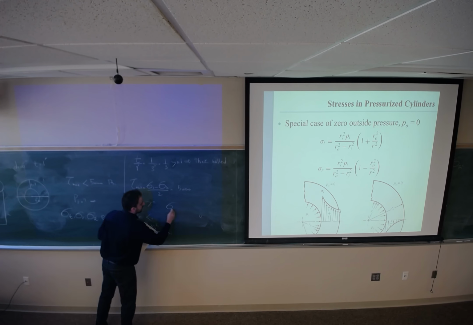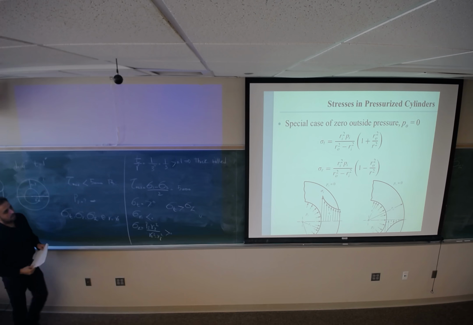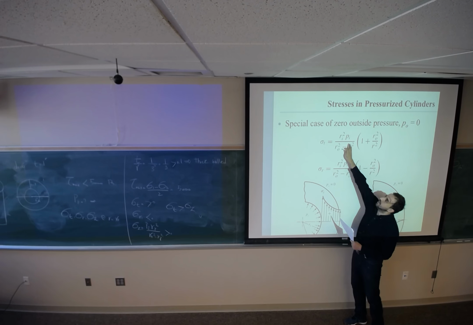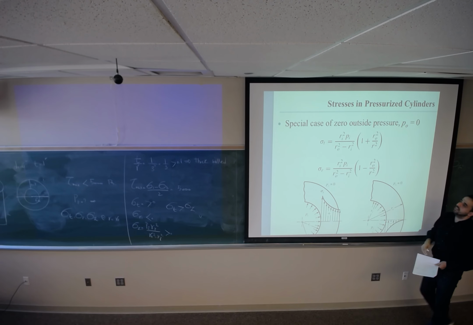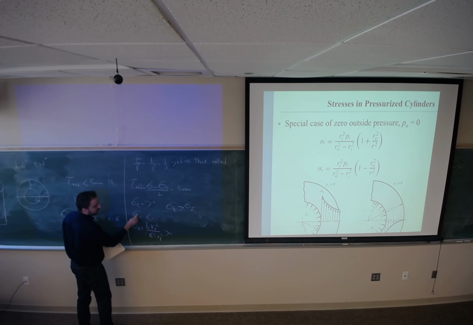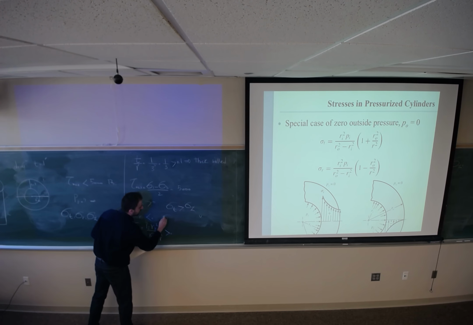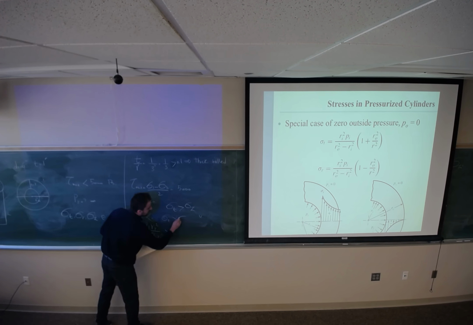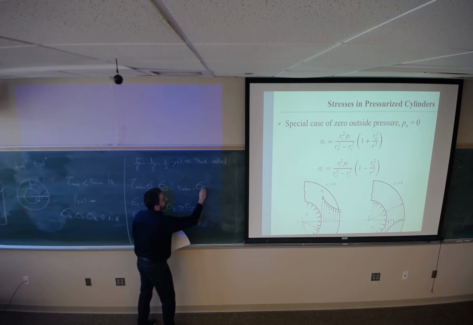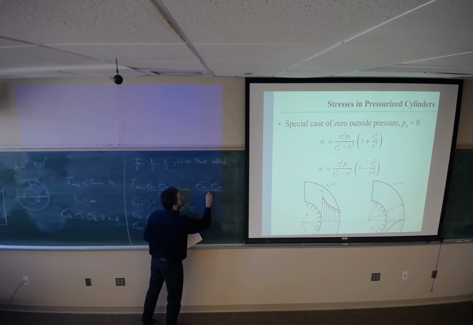But sigma T is greater than sigma Z. If you look at sigma T, this term times something which is greater than 1 makes it larger. So if I want to rank them, the greatest is sigma T, the middle one is sigma Z, and the smallest one is sigma R. So sigma 1, sigma 2, and sigma 3. This changes to tau max equals sigma T minus sigma R divided by 2.